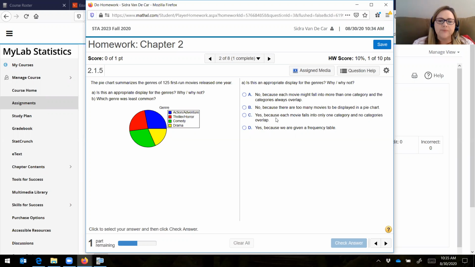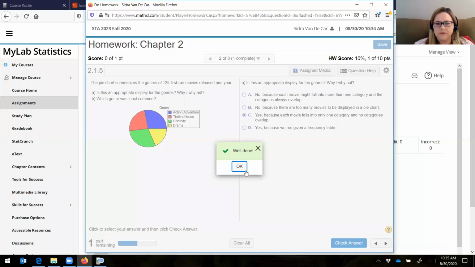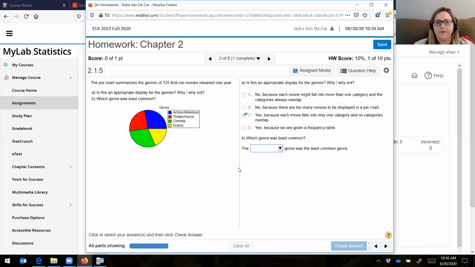Now, in the real world, something could be both a comedy and a thriller or something like that. I don't know if it's classified that way or not, but here we've divided them up into that primary category. So they fit into one category, nothing overlaps. That's correct for a pie chart. Which genre was the least common? We look for the smallest piece of pie, and that would be drama in this case.